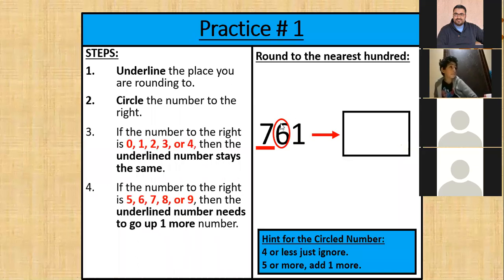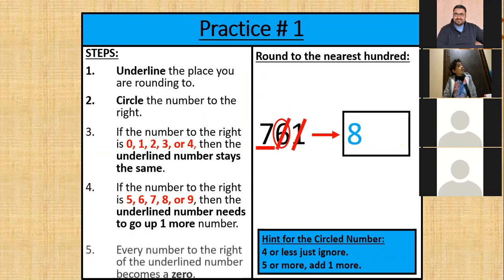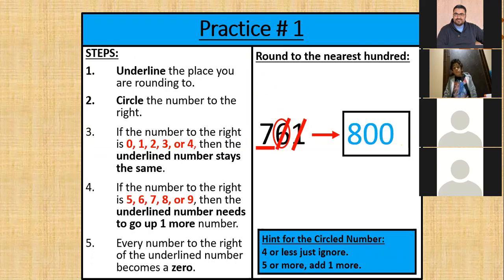So 6, what do you think? 6 is poor number or rich number? Rich. So 7, will it change? This number here, will it change? Will be 8 or will be the same? Will be 8. And the last step is? We will cross 6 and 1 and we will put 2 zeros. We'll put 2 0. Okay, thank you, Mariam.